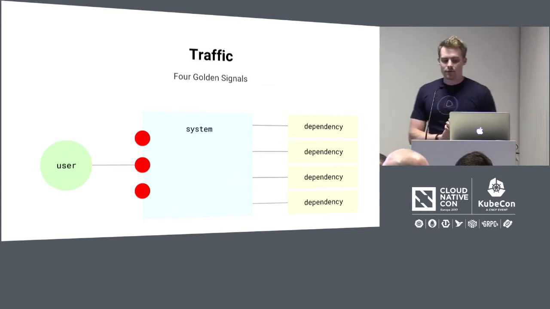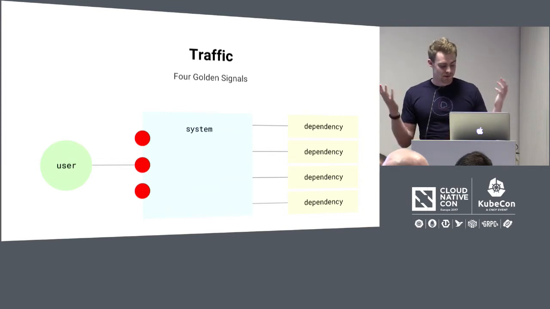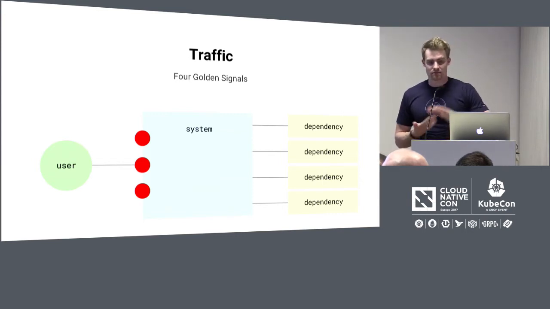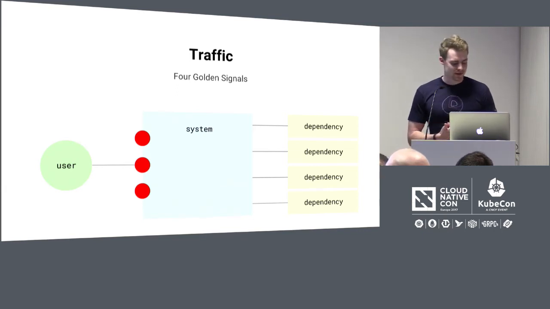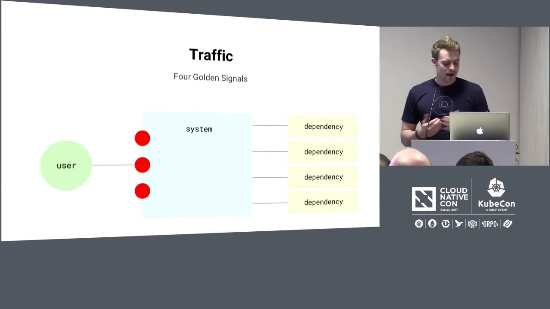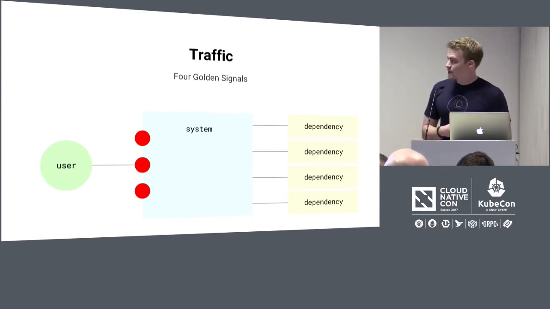Then there's traffic. If your application should receive approximately 1,000 requests per second and is receiving 0, something's probably up. It might be on the way between your user and your system, but it might also be that your system is just sort of not even accepting requests to the point where it can measure them. So that's also something to watch out for.